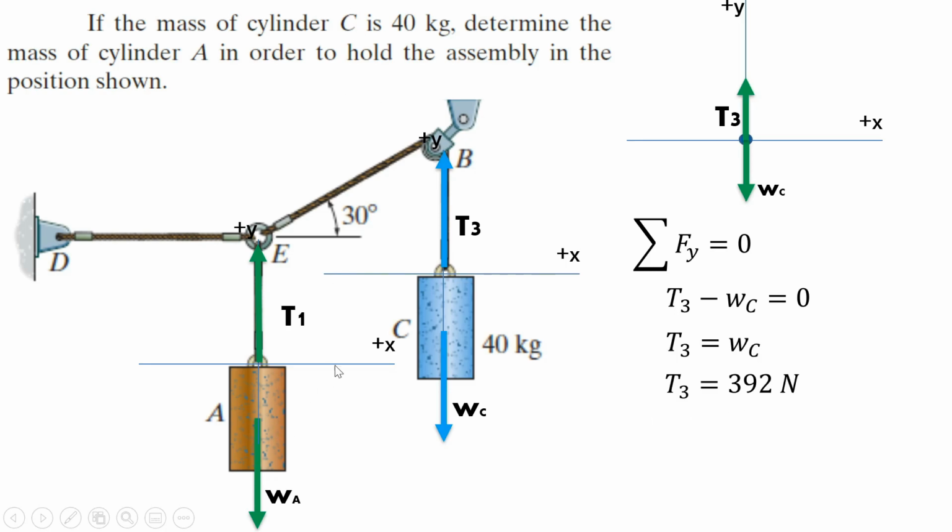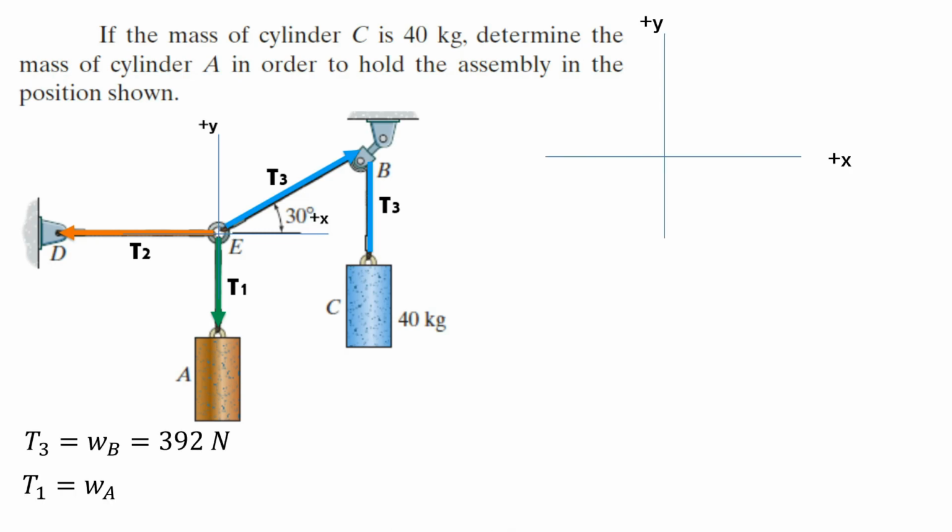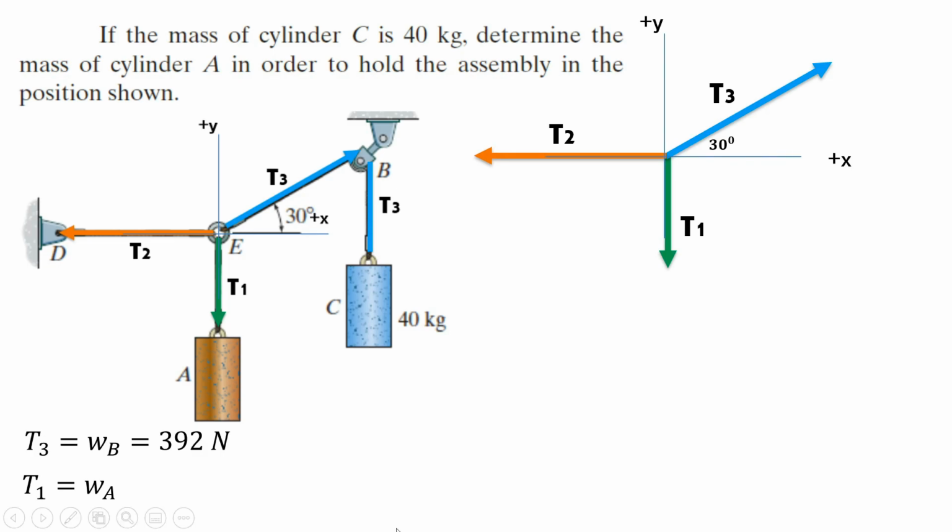Since we know the equivalent of T1 and of T3, let's go now to solve the free body diagram, which is the ring. Again, there are three forces acting on this free body diagram. These are T1, T2, and T3, which is 30 degrees from positive x-axis. Since there are only three forces here, and this is an equilibrium problem, I can easily use the second method, which is the Sine Law Method.